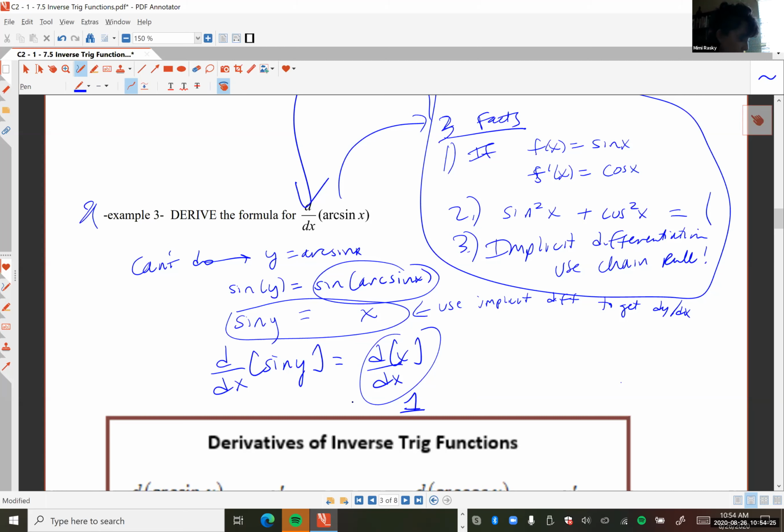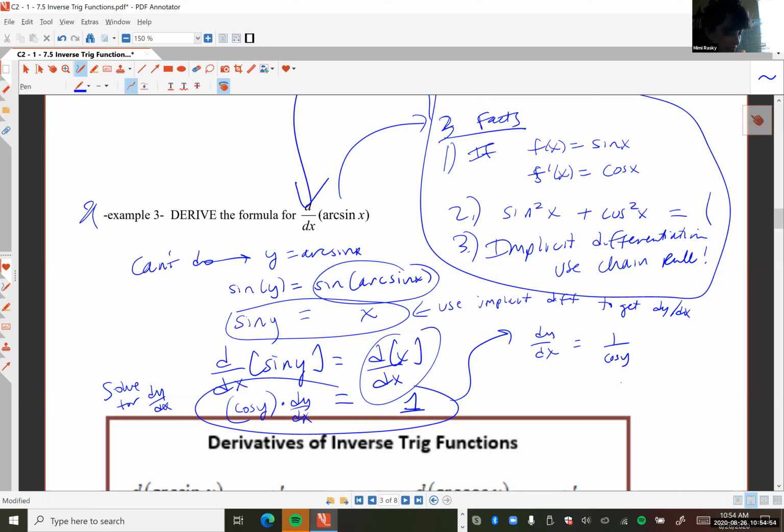What about the other side? Uh-oh. When we differentiate sine of y with respect to x, using the chain rule, we first differentiate sine, which is cos, so cos of y, times the derivative of y with respect to x. That's dy dx. Now solve this equation for dy dx. Well, that's easy. I'll just divide both sides by cosine of y. That's correct, and we're almost done.